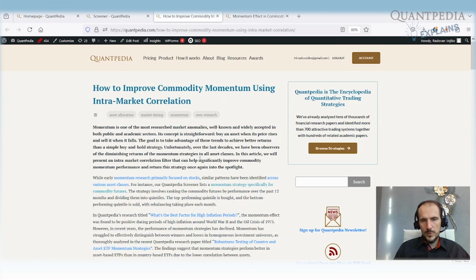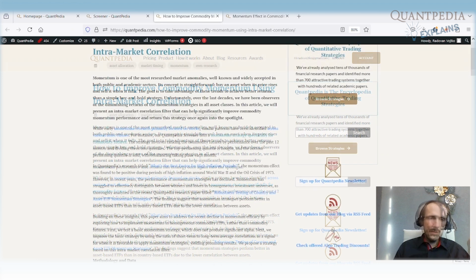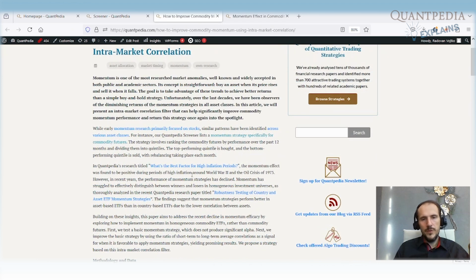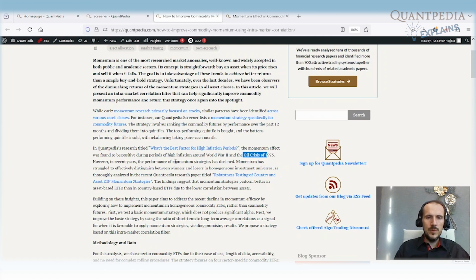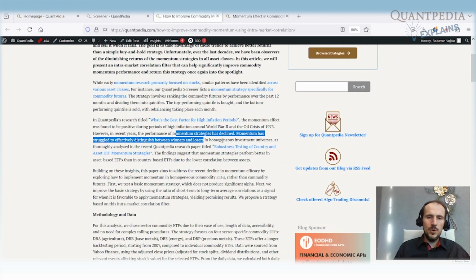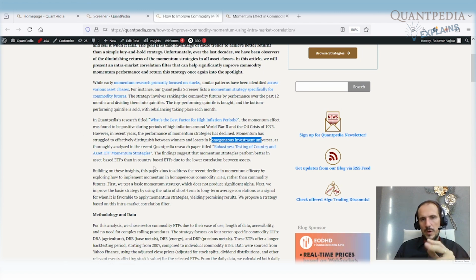We took the commodity momentum strategy and tried to improve it. The strategy works well in crisis periods, like the inflation around World War II, the oil crisis in 1973, and, as I mentioned before, the war and inflation two years ago. But in recent years, the performance of momentum strategies, not just commodity momentum but all momentum strategies, declined. Momentum struggled to effectively distinguish between winners and losers. It's especially a problem in homogeneous investment universes. We had a whole article about that, robustness testing of country and ETF momentum strategies. If you are interested, you can read about that. But right now we are discussing commodities.